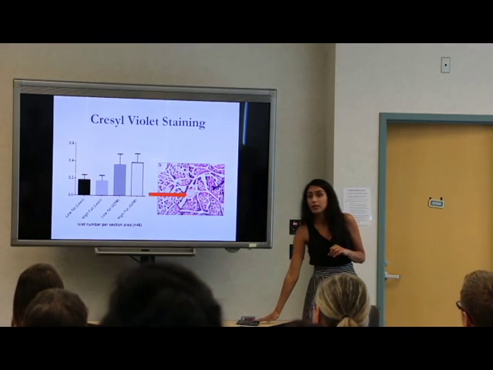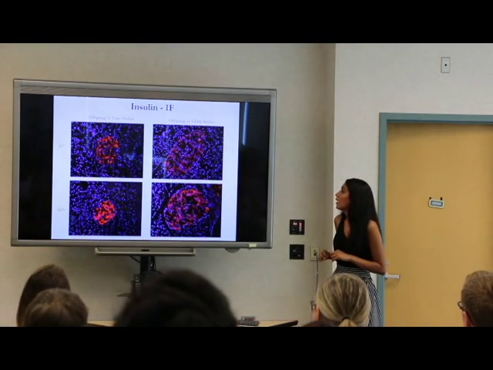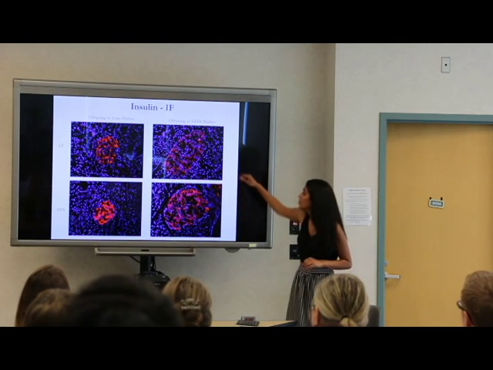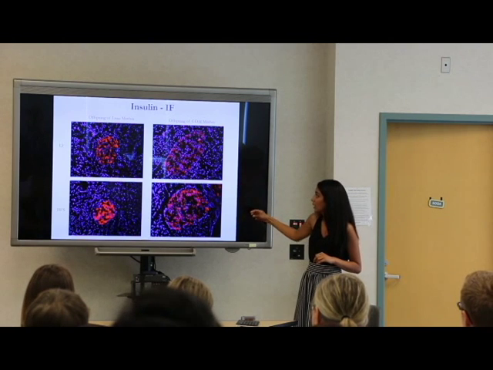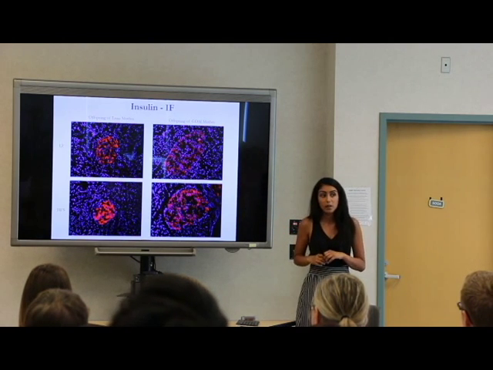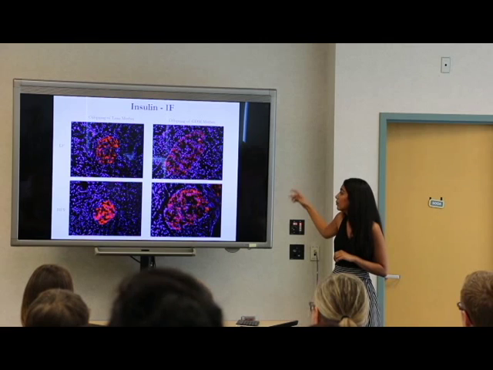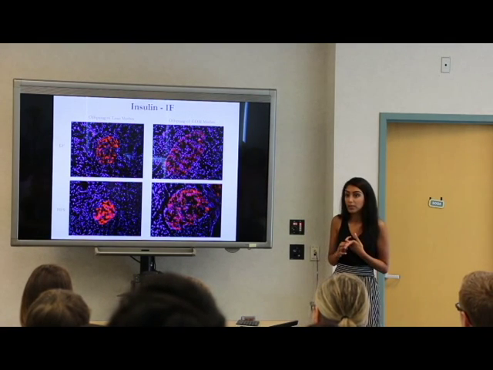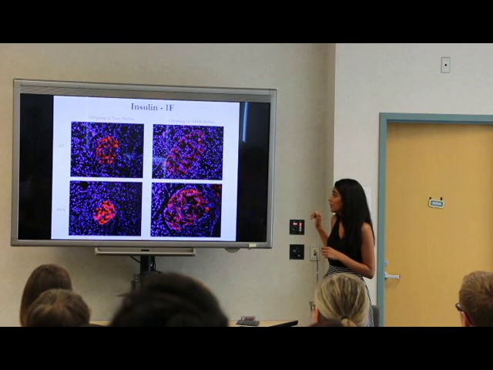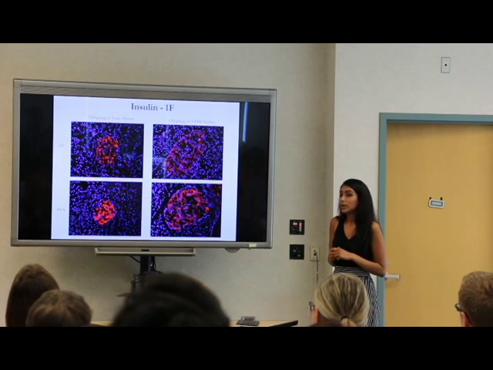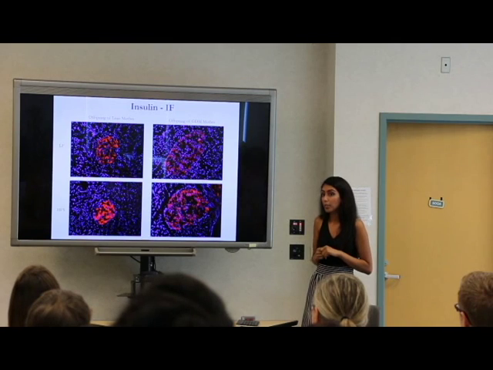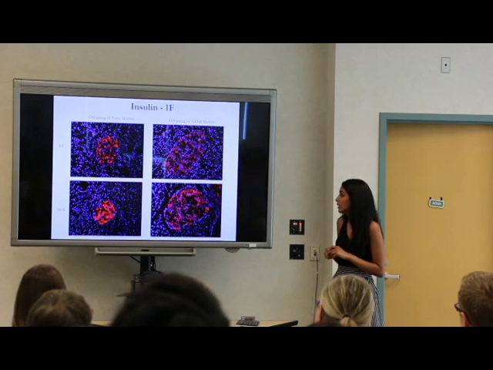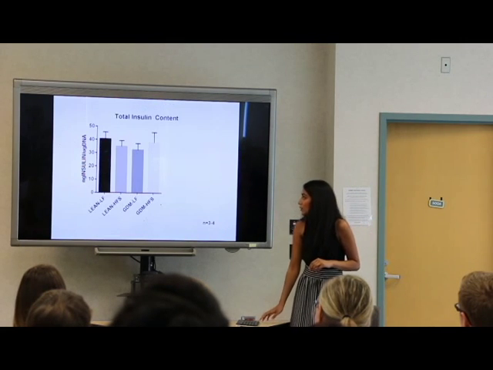we also did immunofluorescence staining. Here are offspring from a lean mom on a low-fat diet and on a high-fat sucrose diet, and this is offspring from a GDM mom on a low-fat and high-fat sucrose diet. Through our immunofluorescence staining, we also saw that offspring born from a GDM pregnancy had larger islets. So not only do they have more islets per section area, they also show larger islets. Here the red color correlates to the amount of insulin in the beta cells. So the higher the intensity of the red color, the more insulin content in the beta cells. And these are the results we got.